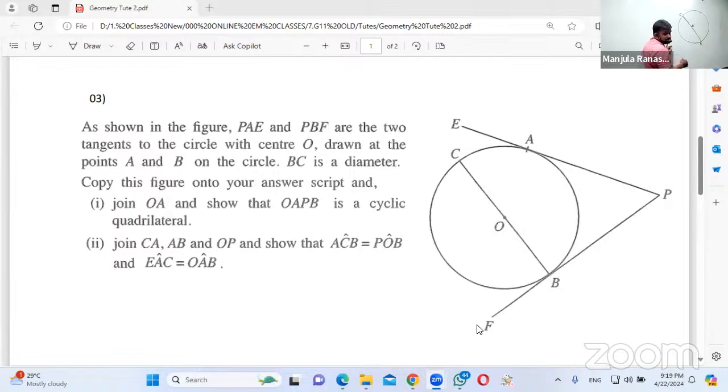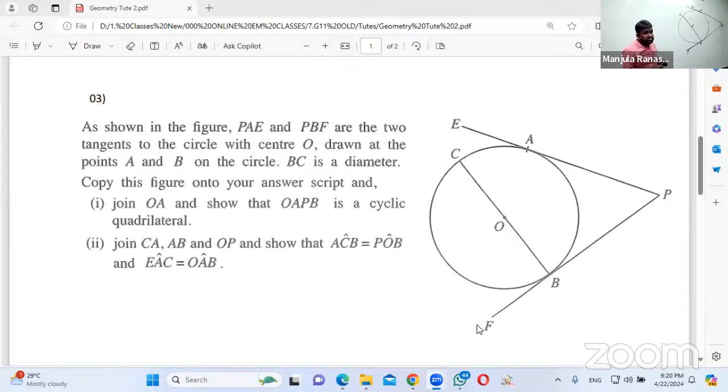And here two tangents are drawn from an external point, because we can draw two tangents from an external point to the circle. Right? So PA, and here E is there, and here B and F. Okay, now mark the additional information given in the diagram, right?